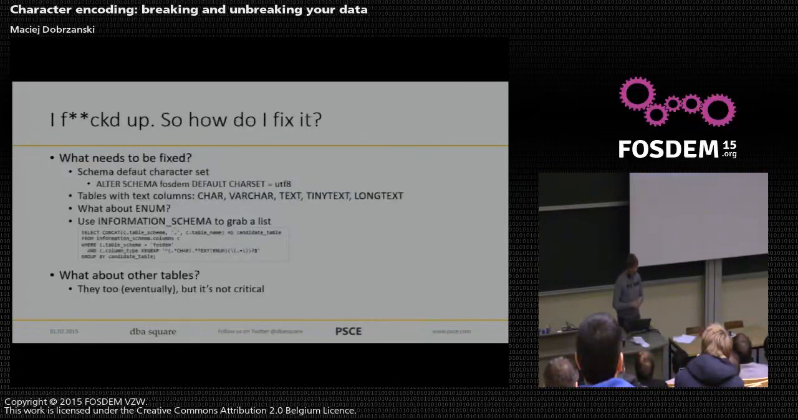So what needs to be fixed? Schema, default character set, like I mentioned, all the text columns in the database, also enum, which isn't really a text column, but it carries some text information. You can grab all these columns, all these tables from the information schema. Other tables that do not have text information in them, you should eventually fix as well. They won't be affected by the existing problems, but you may want to add new columns to those tables later. And if they are Latin 1 instead of UTF, you will get Latin 1 columns again.